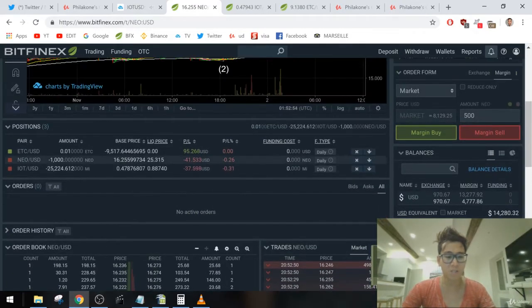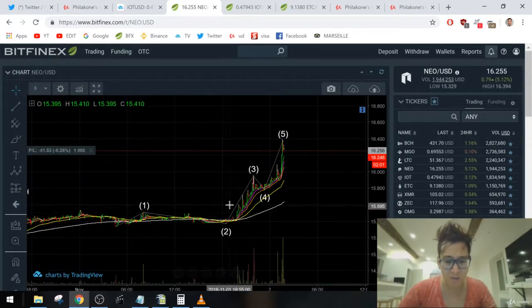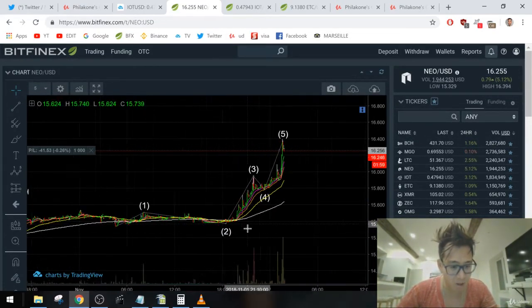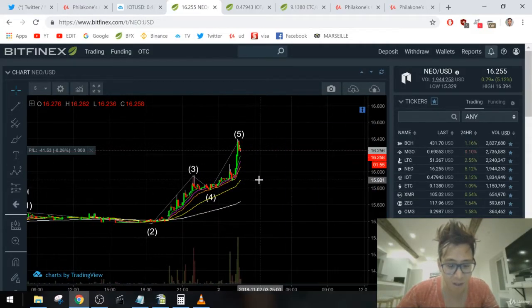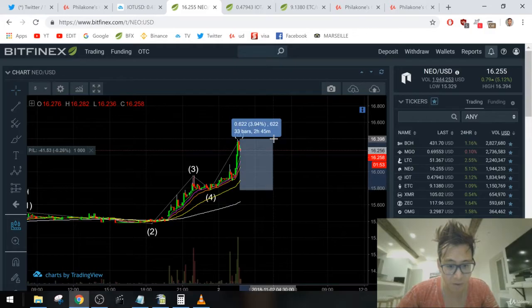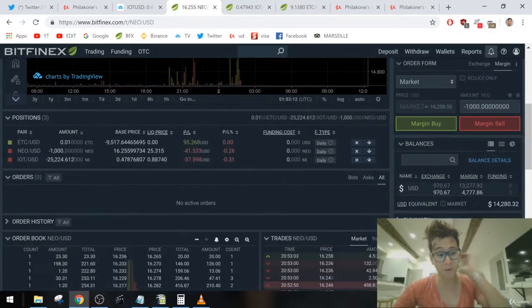So now I'm in a $16,000 Neo position, and the reason why I'm in this short, guys, is so simple. I see this as 1, 2, 3, 4, and 5, like that. And this even right there ended up moving up like 3%. So even if this moved down a tiny 1%, I'd be making a pretty good amount already, right?